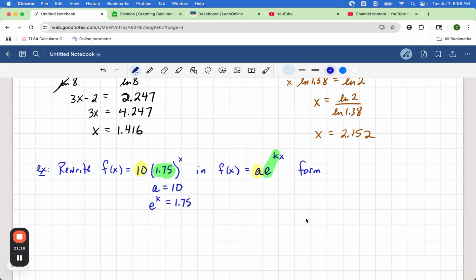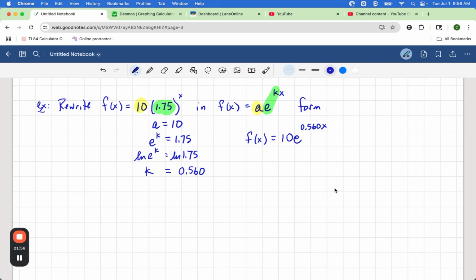So now I have to solve that for k. Same thing we've been doing, everyone. We're going to ln both sides. And I get that the ln and the e cancel, right? So I get k is the ln of 1.75, which is 0.560. So then my new function is going to look like this: 10 times e to the 0.560x. All right. Now let's go the opposite direction and see if I can figure that out.